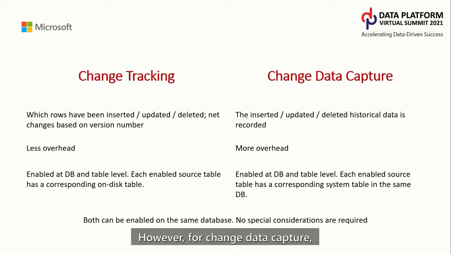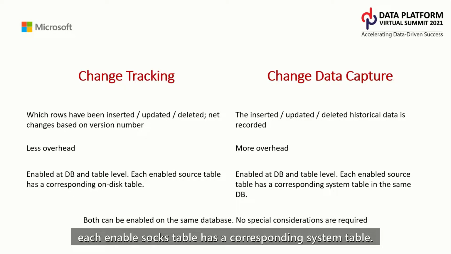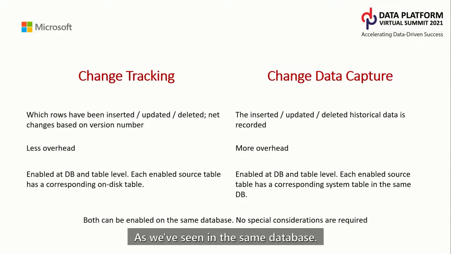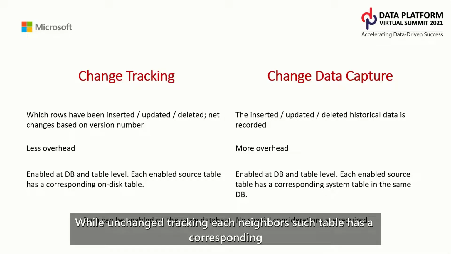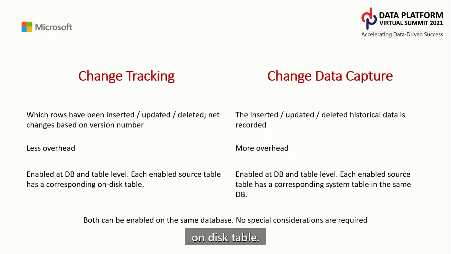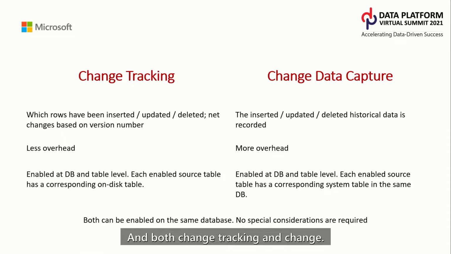However, for change data capture, each enabled source table has a corresponding system table, as we've seen in the same database, while on change tracking, each enabled source table has a corresponding on-disk table. And both change tracking and change data capture can be enabled on the same database, so you can have them running in parallel and no special considerations are necessarily required.